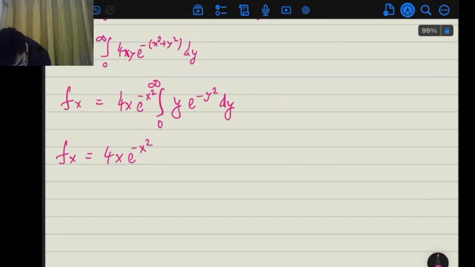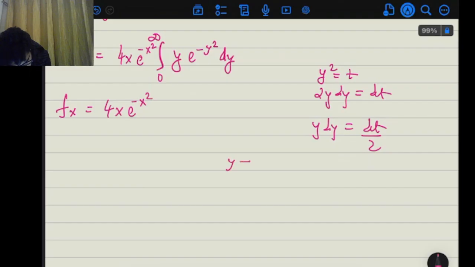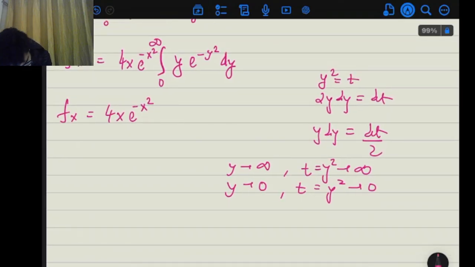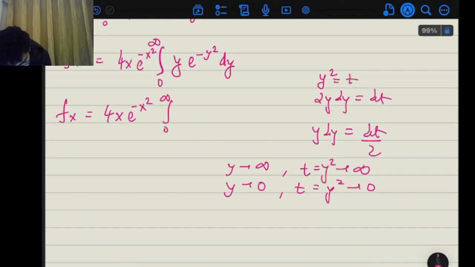Let me just substitute. y square is equal to t and 2y dy is equal to dt. So this gives me y dy is equal to dt by 2. When y goes to infinity, my t, which is equal to y square, also goes to infinity. When y goes to 0, t also goes to 0. So my limits are the same, 0 to infinity. Now e to the power minus t, and y dy becomes dt by 2, right?